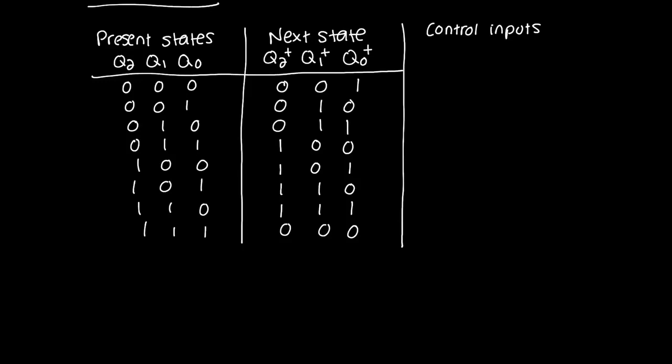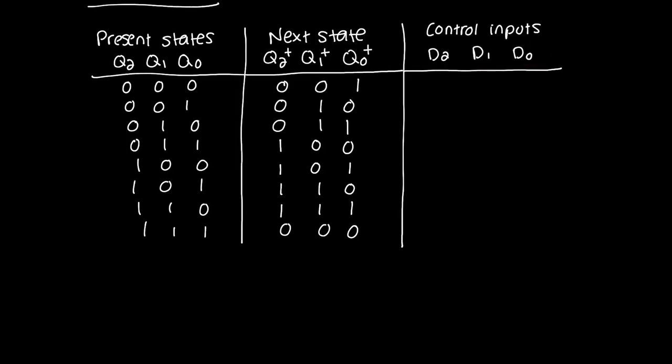Actually, sorry, I should have started with 2. So J2 and K2, J1 and K1, and J0 and K0. But for simplicity, let's just use a D flip-flop. So if I'm using D flip-flops, my control inputs are the synchronous control inputs to all 3 of my flip-flops corresponding to Q2, Q1, and Q0. And those control inputs are D2, D1, and D0.